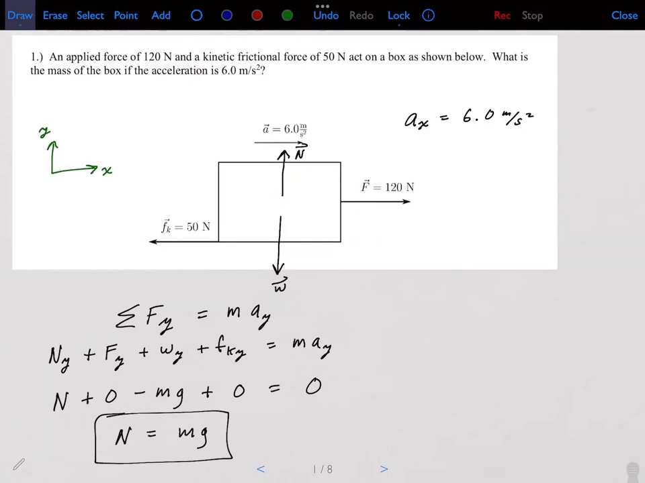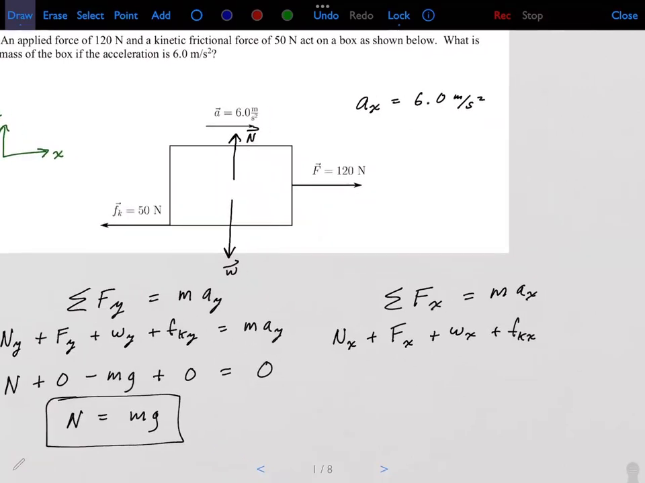Now let's go to the x direction. Here's where we're going to solve the question. So I also have that the sum of the forces in the x direction equals max. So now I want the x components of all these forces. So Nx plus Fx plus Wx plus fkx, and that's got to equal max.